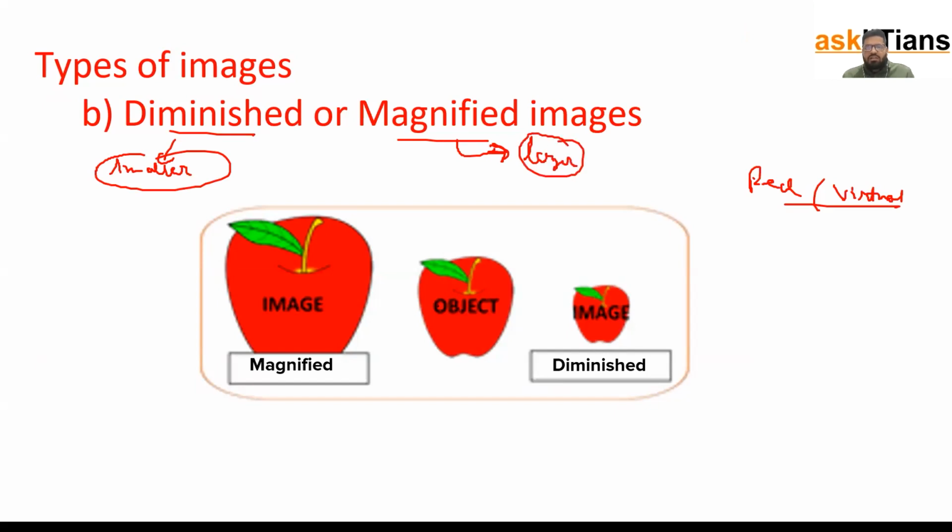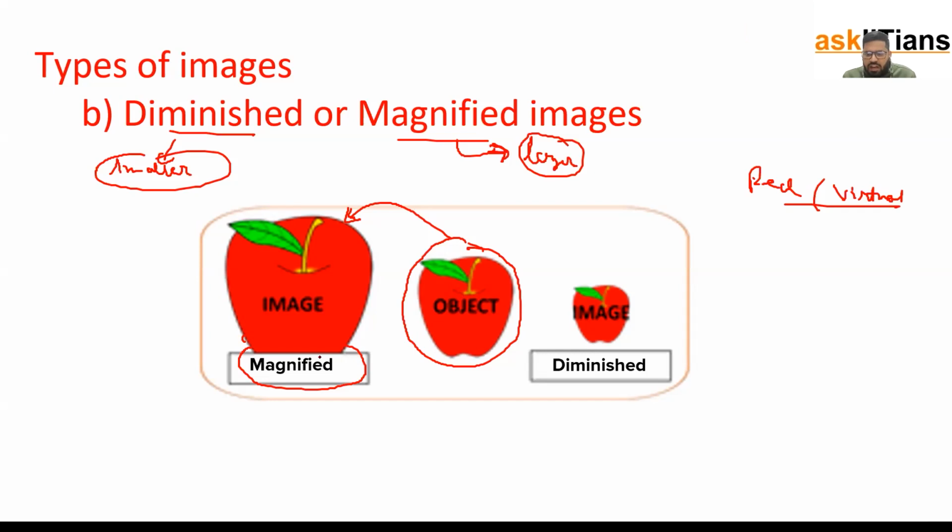Suppose this is the object. Whenever you see the image of an object bigger in size than the object, like this image of this apple which is bigger in size in comparison to this object, it is known to be magnified. So in this case, you will say the image formed is magnified. Magnified means larger than the size of the object.